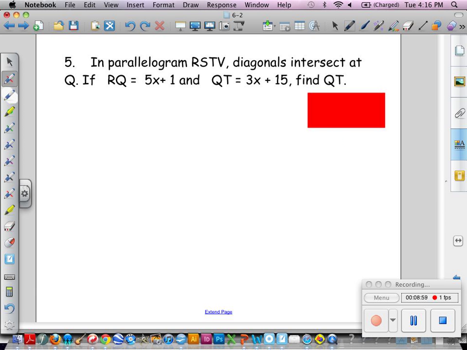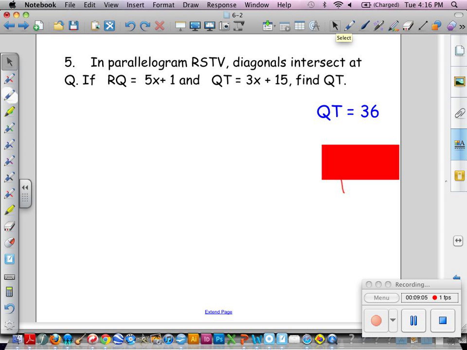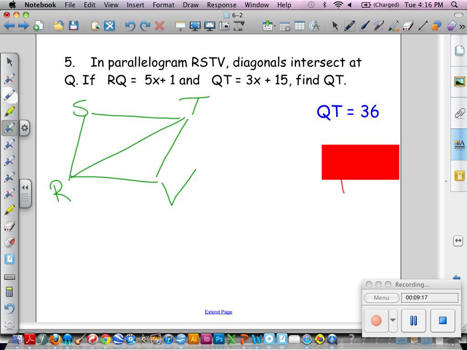Welcome back. QT is 36. If you have problems with this one, did you draw a diagram? You have parallelogram R, S, T, V. You have diagonals. They intersect at Q. RQ is 5x plus 1. QT is 3x plus 15. Diagonals bisect each other, so these two pieces are equal.